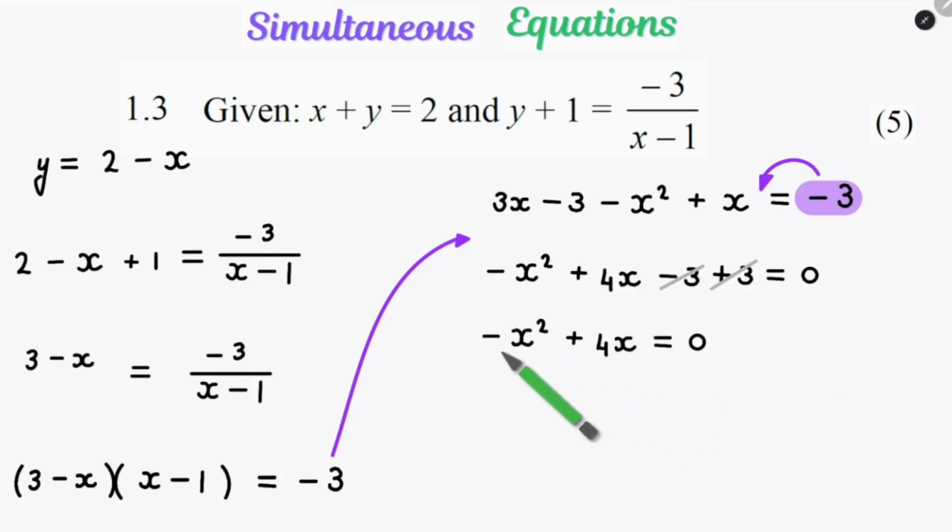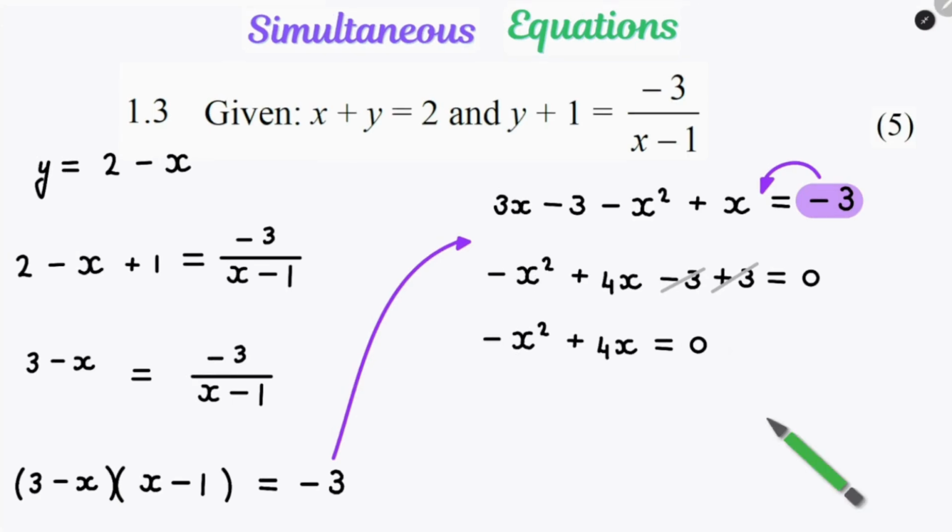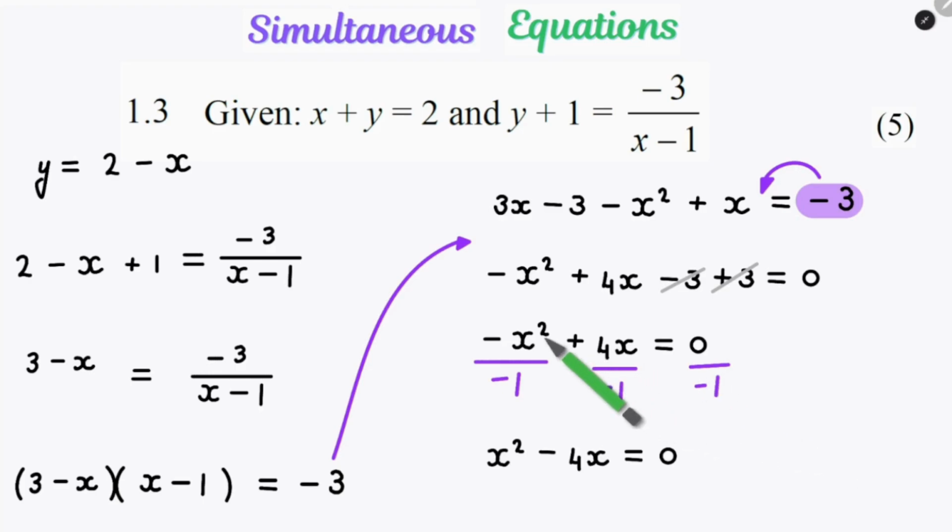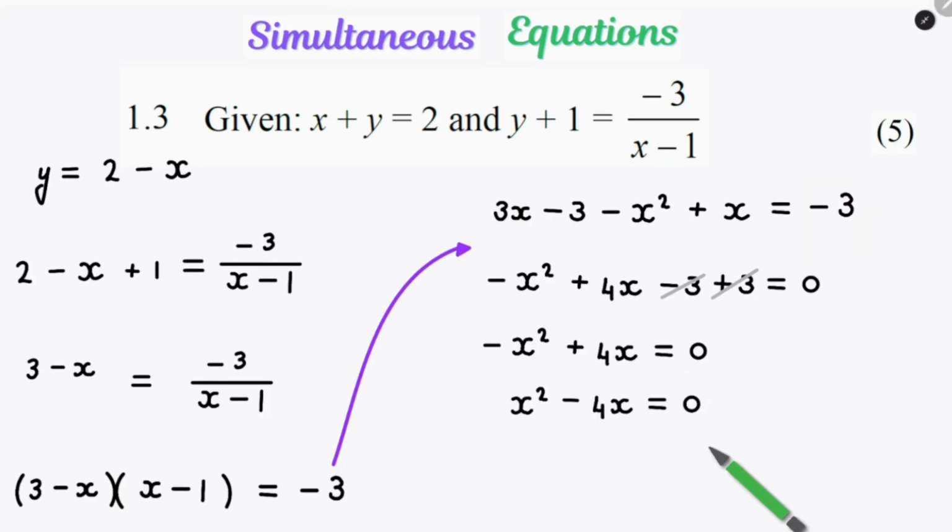And because these 3's have opposite signs, they cancel with one another. And now this negative is bothering us, so we're going to get rid of it by dividing both terms, or all three terms in this case, by negative 1. And if we divide everything by negative 1, what happens is just the sign change. So this negative x squared became positive x squared, and this plus 4x became minus 4x, and 0 divided by anything is just 0.